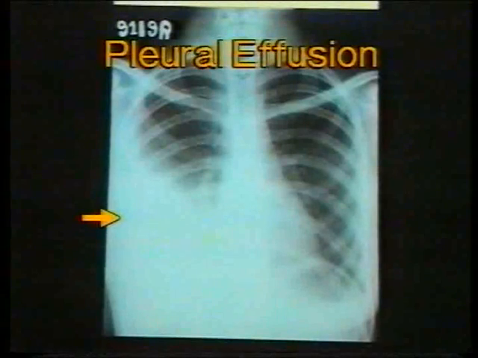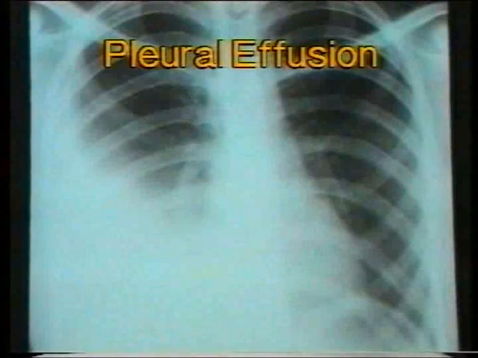This is another X-ray of a moderately large pleural effusion. Note the homogeneous opacity with the concave upper border, and note that the mediastinum has shifted to the opposite side. Of course, if the mediastinum is not mobile, then mediastinal shift may not be present even if the effusion is large.